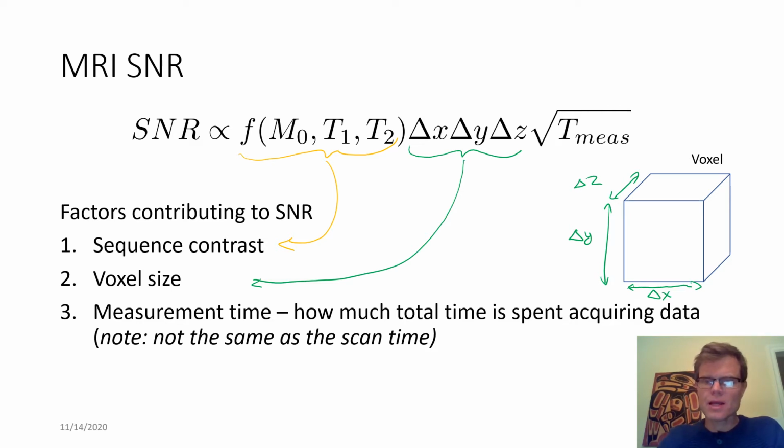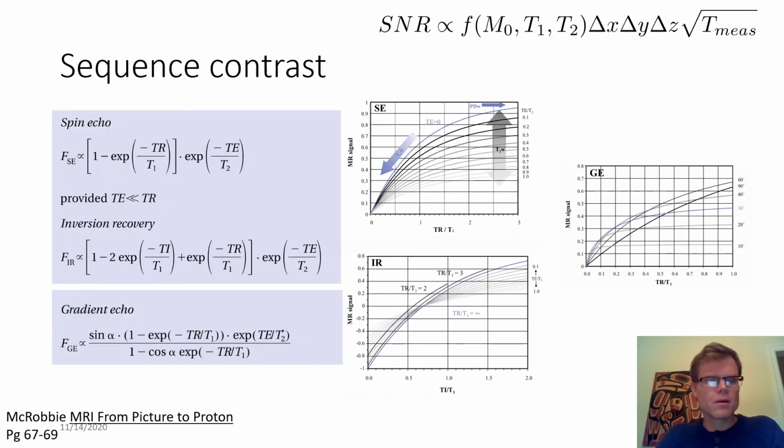And then finally, this last term here, the square root of the T meas as it's abbreviated, is the measurement time, or the total measurement time. So how much time we spent acquiring our data. And now a common confusion is to mix this up with the total scan time. These are not necessarily the same. This is the time that we have the DAQ actually on during the experiment. So we're going to go through these factors one by one.